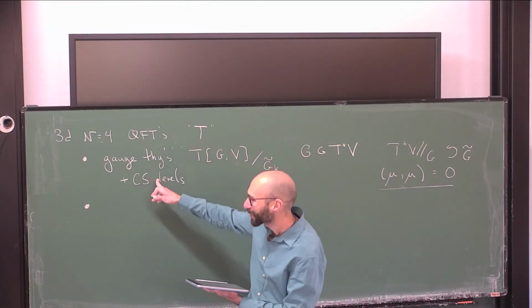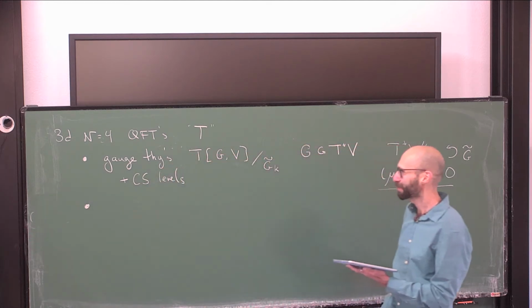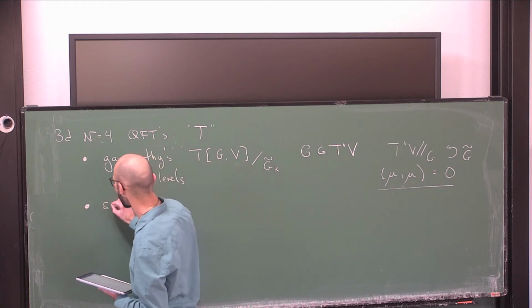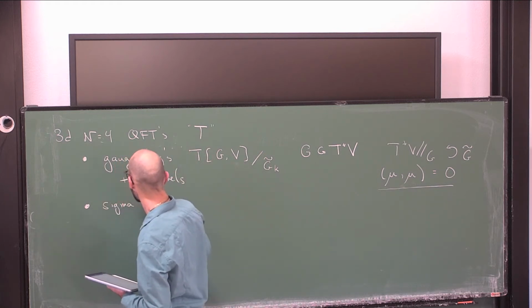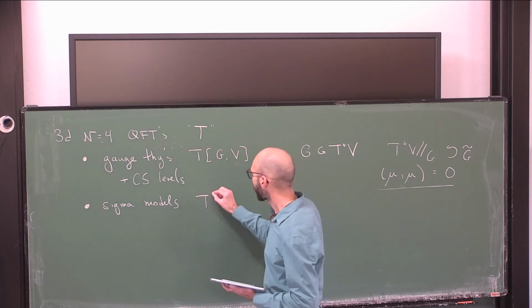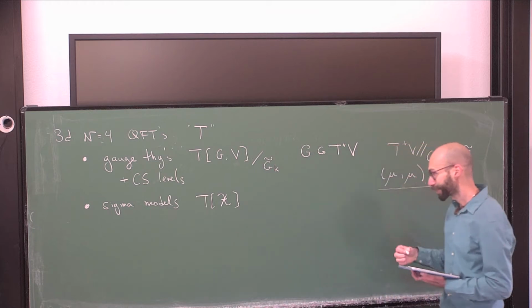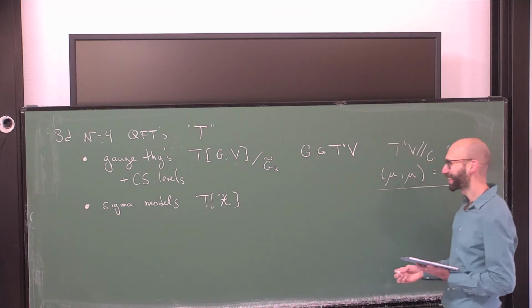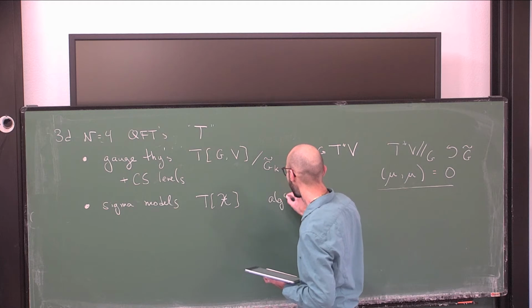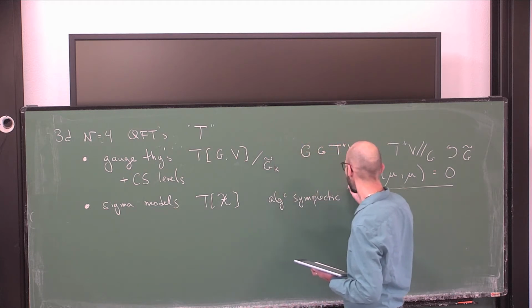This Chern-Simons generalization is important for what I actually want to discuss in the application. And then there are sigma models that I mentioned, that are labeled by a smooth hyperkähler space. If you want to do algebraic stuff with it, a smooth algebraic symplectic variety.